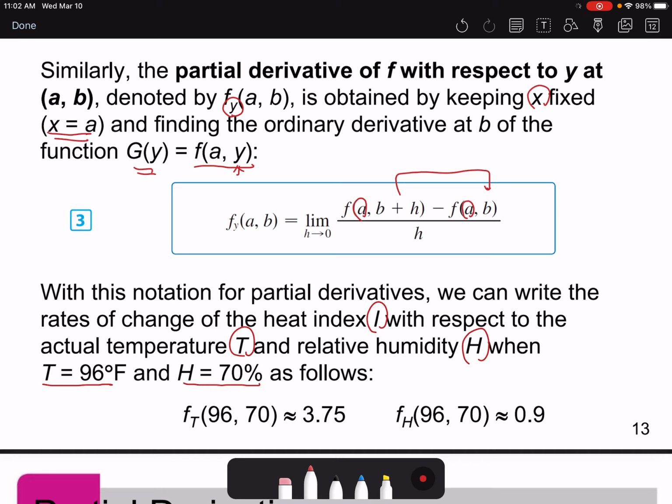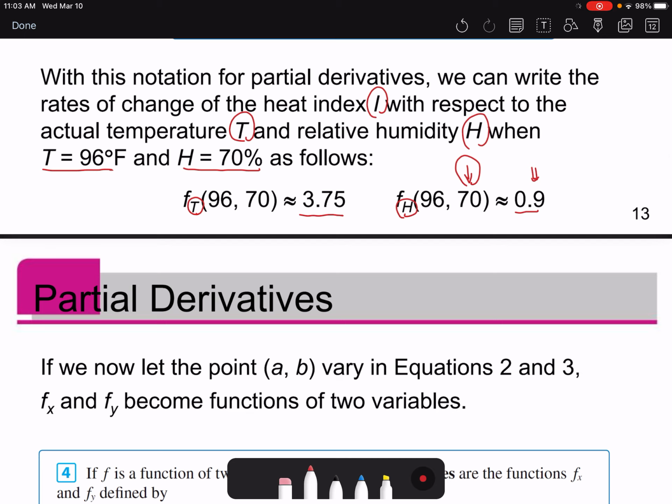So the derivative of the function at 96 degrees and 70% humidity with respect to the temperature is 3.75, meaning for every degree of temperature change, the heat index changes by 3.75. Similarly, the partial derivative with respect to humidity, the second variable H, the answer is 0.9, which means for every percent of humidity change, the heat index changes by 0.9.